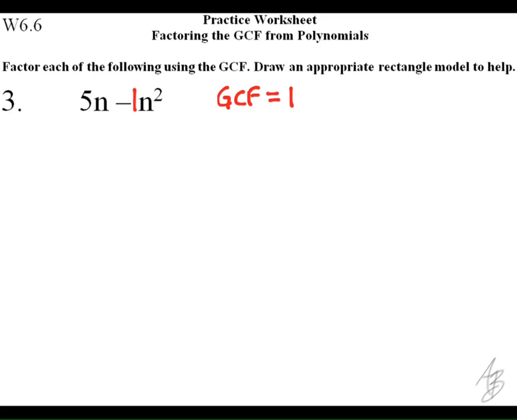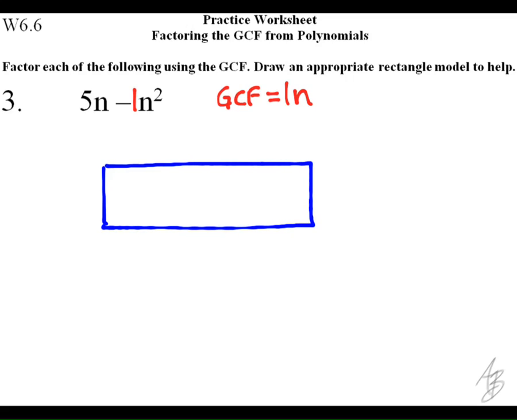And then we've got to look at the variables. How about n's? How many n's am I going to have in common here? Just 1. Instead of saying 1n, I'm just going to put it as n. You don't have to have the 1 in front. It's okay if you do, but you don't need it. So when I draw my rectangle, how many boxes should I have? 2, because there's 2 terms, right? What's going to go out front? Just n.